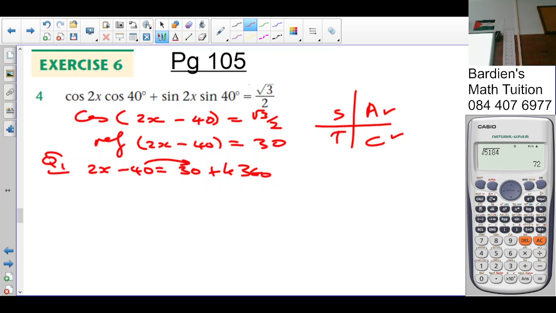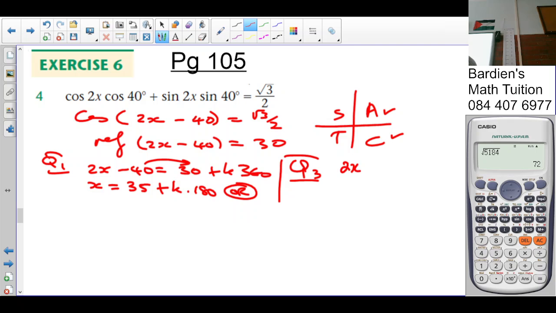So I take 40 over, becomes 70, divided by 2 is 35. So it's 35 plus k times 180. Or in quadrant 4. How do we get to quadrant 4? You can say it's a negative angle, or 360 minus 30 plus k times 360. So it's going to be 330 plus 40. It's going to be 370 divided by 2 is 185 plus k times 180.